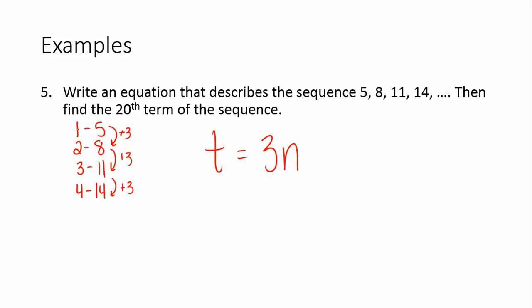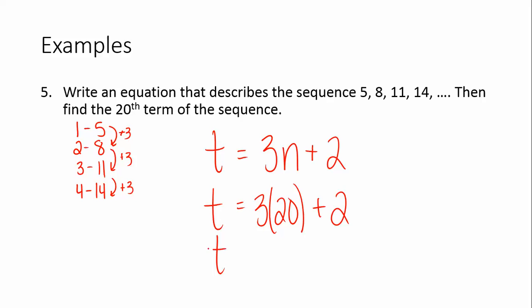1 times 3 is 3, but how do we get from 3 to 5? We add 2. Let's check if that works. 2 times 3 is 6, plus 2 is 8. 3 times 3 is 9, plus 2 is 11. 4 times 3 is 12, plus 2 is 14. So if we're going to find the 20th term, 3 times 20 plus 2, so the 20th term of the sequence is 62. Again, you can see how writing the equation is very handy.